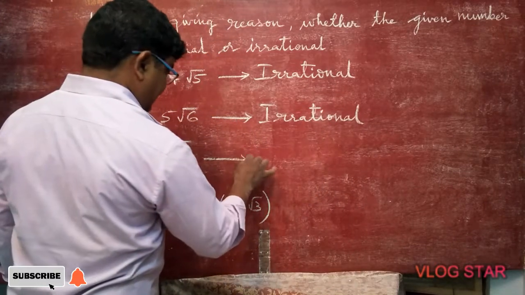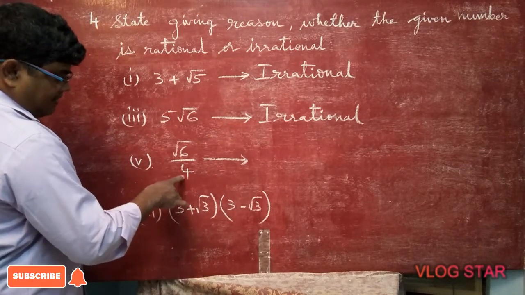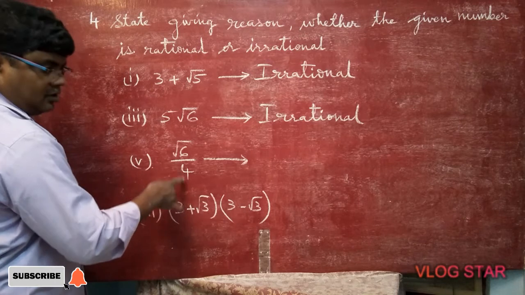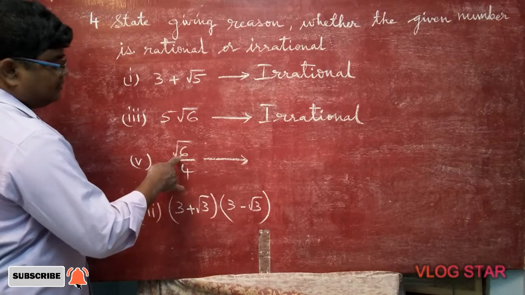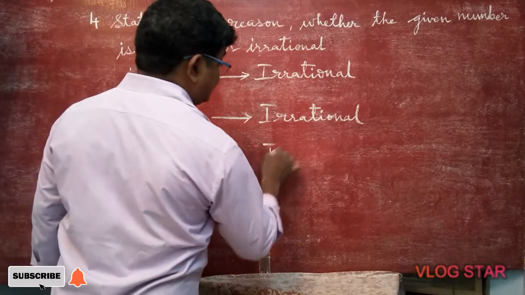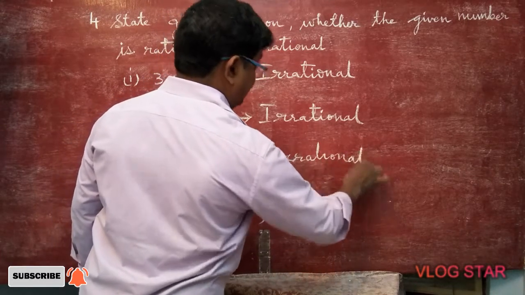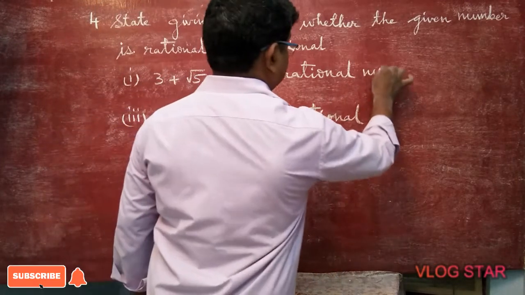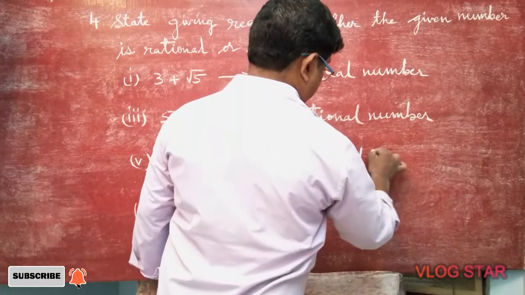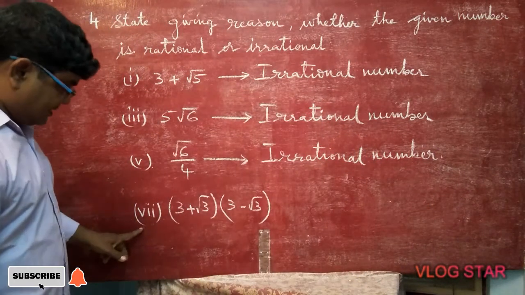Next, addition, multiplication, division. Root 6 by 4. This is irrational. This is rational. We can't divide. If it is 6 by 4, it is a rational number. We can divide. 2 goes 3 times, 2 goes 2 times. But this is irrational. So it is an irrational number. Now coming to the next one.